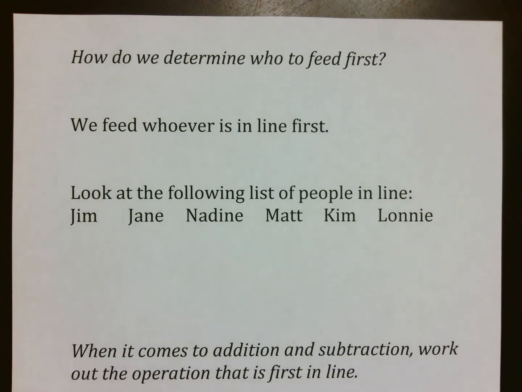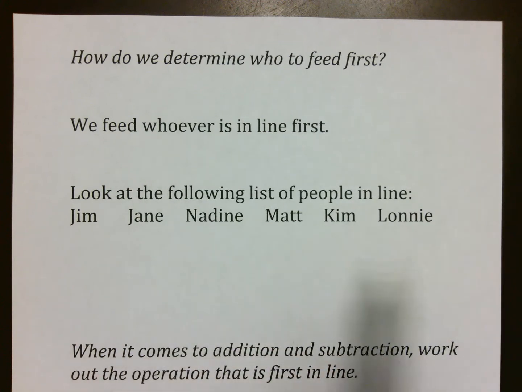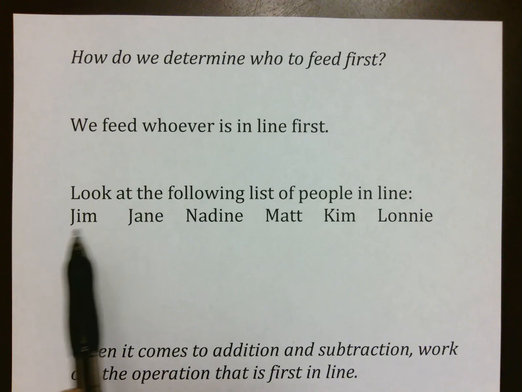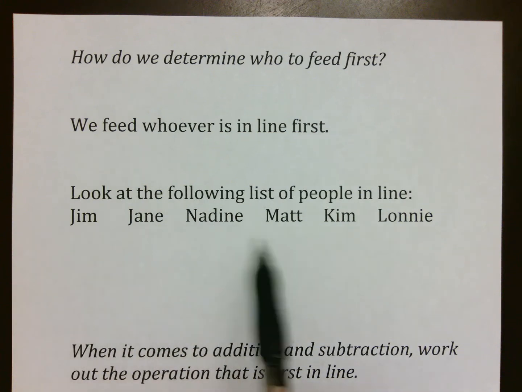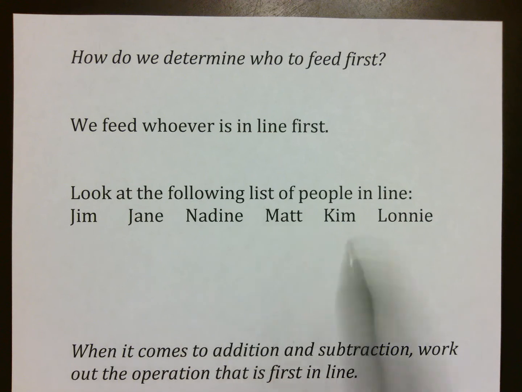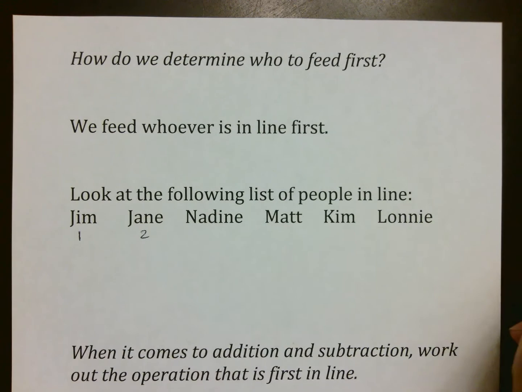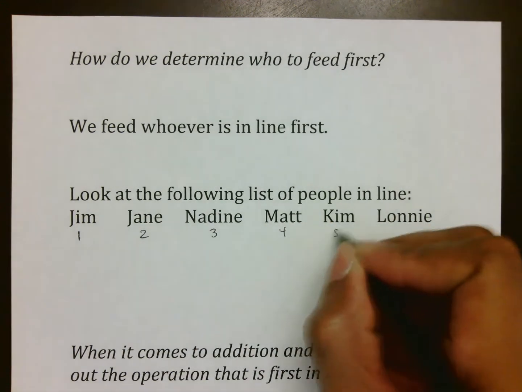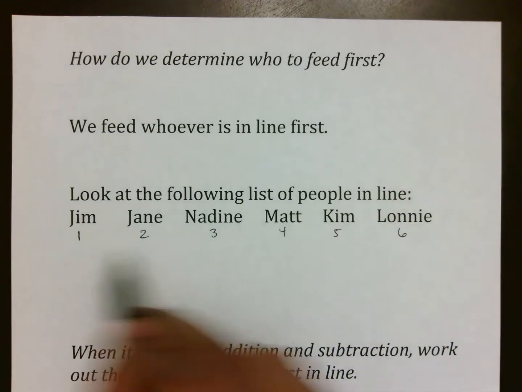And so if we had the list of these people in line, Jim, Jane, Nadine, Matt, Kim, and Lonnie, and I was a person coming out with a lunch plate, it wouldn't make sense for me to walk all the way to give Nadine food first, or it wouldn't make sense for me to walk all the way back here and give Matt his food first. The first person I would feed is Jim, because Jim is first. The next person I would feed is Jane. The next person I would feed, Nadine, then Matt, then Kim, then Lonnie. And when you look at it, it makes sense. It's pretty simple.